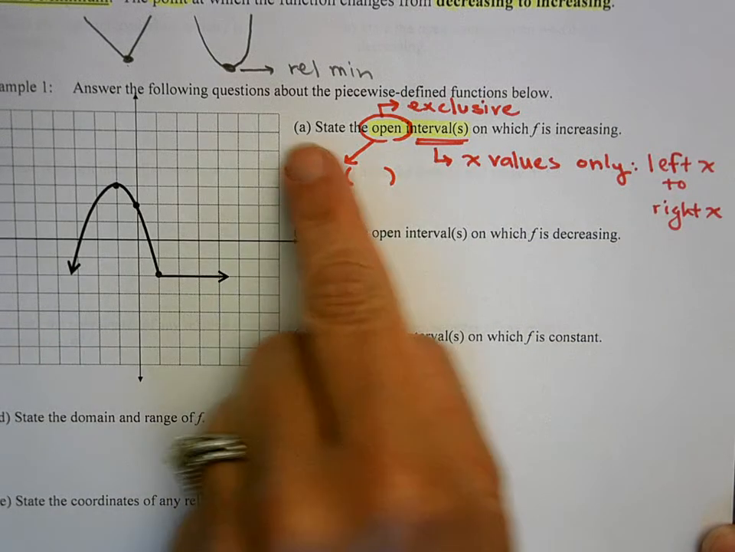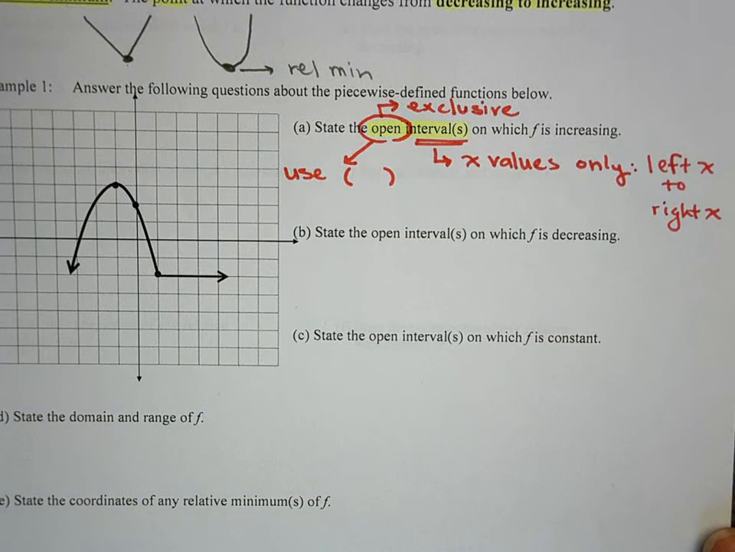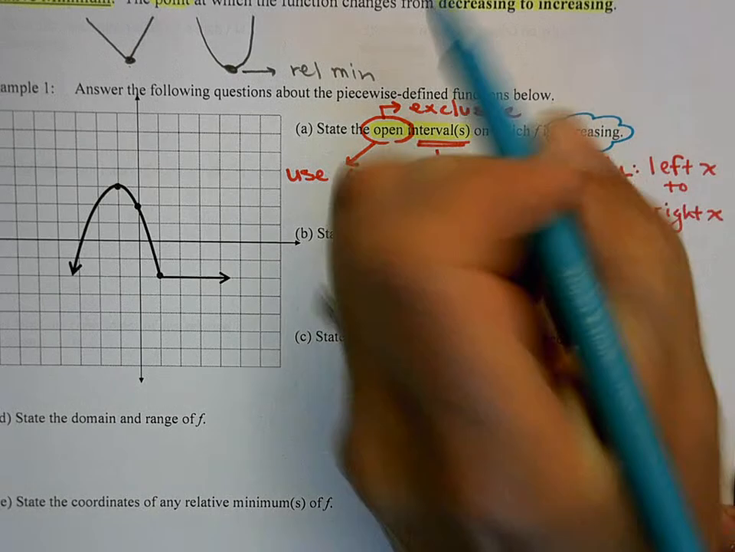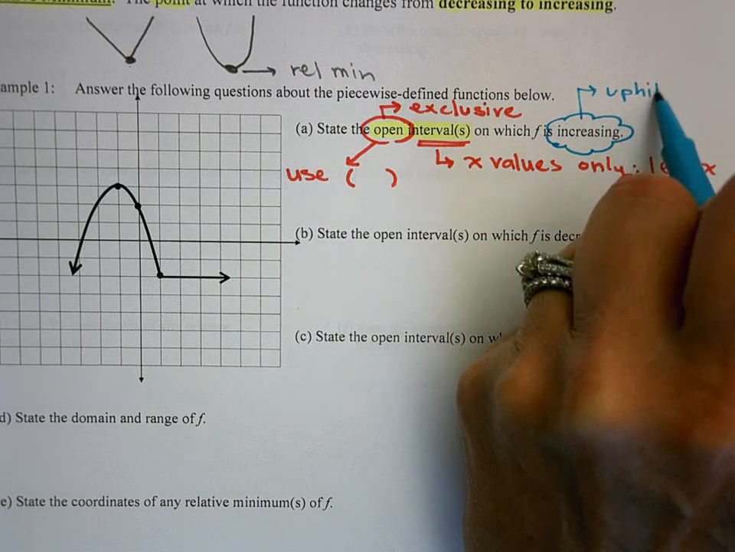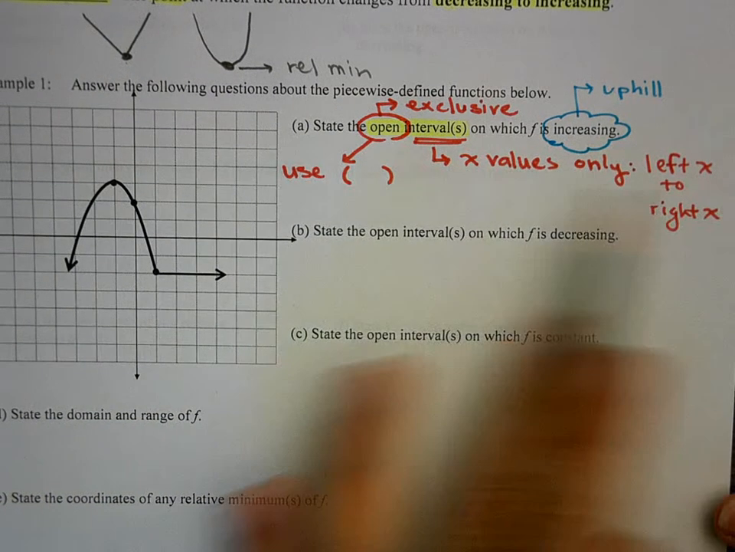So we are looking for where the function is increasing. And remember, what does increasing mean? Increasing means that we are going uphill as we go from left to right. Okay, so let's go ahead and answer that question. So where are we increasing?